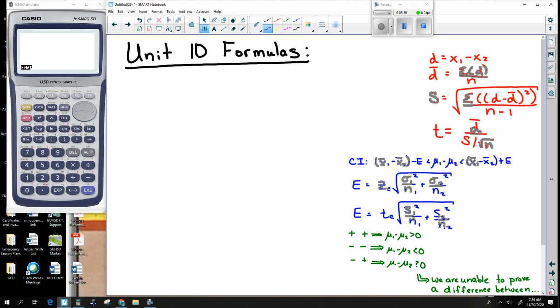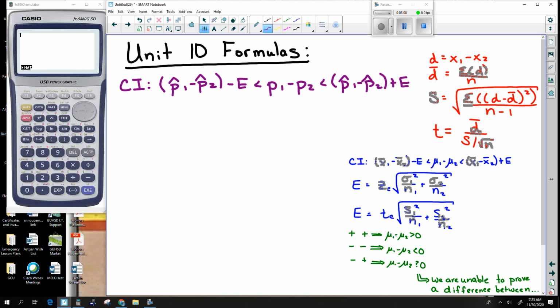So let's first talk about the confidence intervals. A confidence interval, as far as probabilities are concerned, is p hat 1 minus p hat 2 minus e is less than p1 minus p2 is less than p hat 1 minus p hat 2 plus e. Same results as down below: if positive, positive, then that middle part is greater than 0. Negative, negative, then it's less than 0. And if one's negative, one's positive, then it's a question mark to 0.